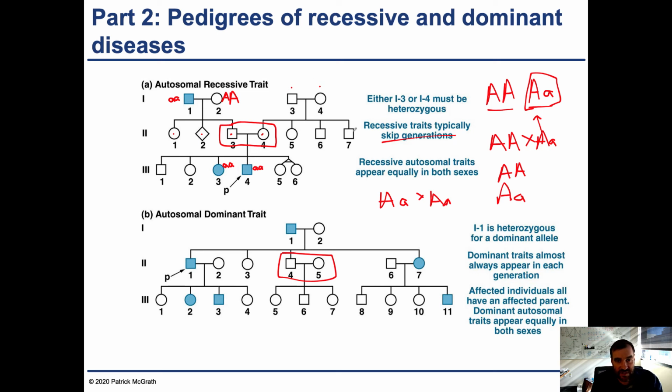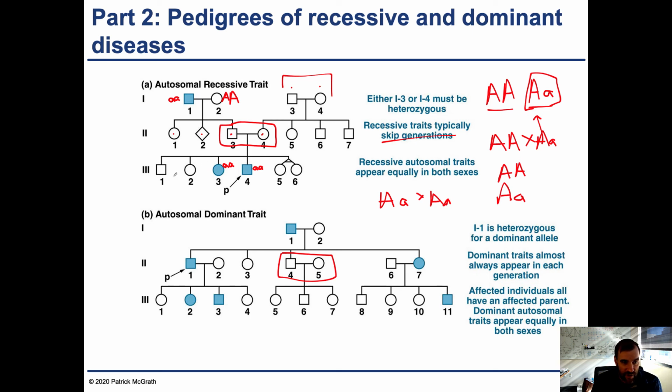And consistent with the fact that both of these are not carriers, we don't see any affected offspring in this family. So only one of these two parents is likely to be a carrier. Again, we cannot say conclusively whether this person is a carrier or not. Each one of these individuals has approximately a 50% chance of being a carrier and a 50% chance of not being a carrier.